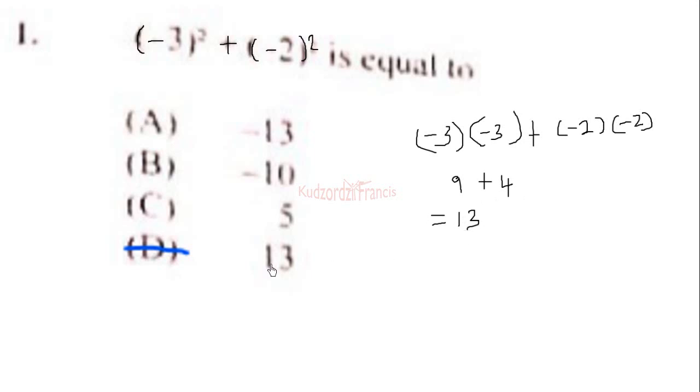(-3)² is the same as -3 times -3, plus -2 times -2. And I know all of you will score this one. So that will give you 9 plus 4, which is 13. Someone had it correct already.